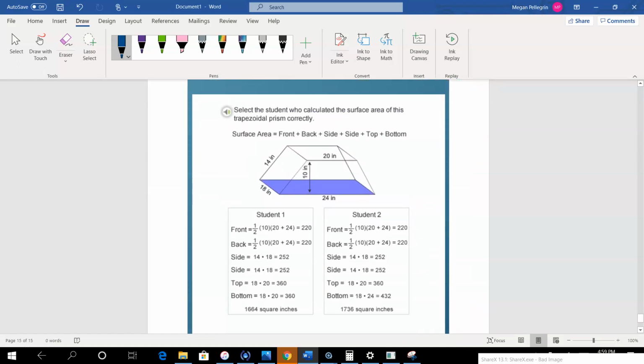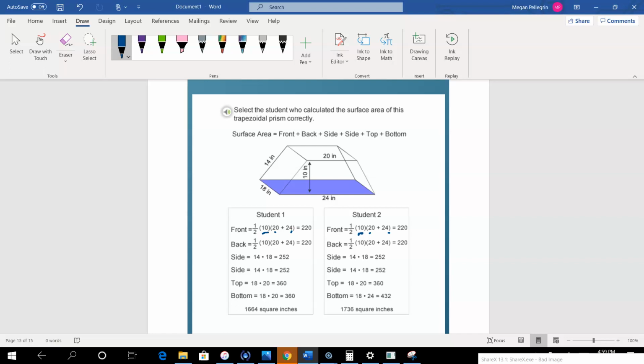In this example, we want to discover who is correct, student 1 or student 2. And so let's look at the front. Okay, so our fronts are the same. And let's just check. The front is 20 and 20, so that's my base and my height, so that's here and here, and we have the same thing. Our height is 10, so that's good. And then we're taking half of it. Okay, and the back is going to be the same thing with that trapezoid.